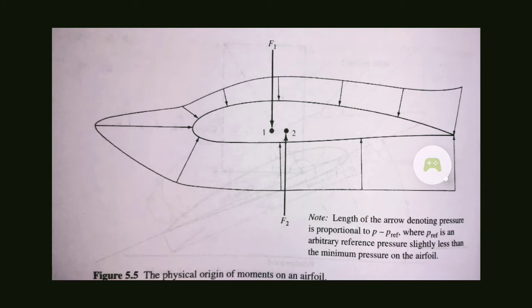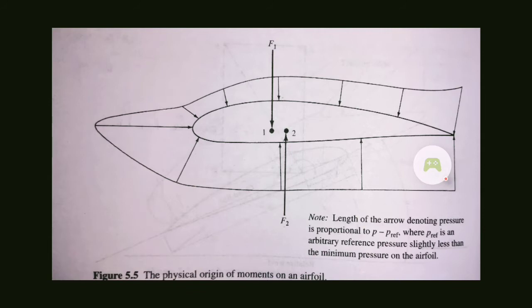So what is happening over here is that this pressure distribution around the wing, or here the airfoil, is showing you the magnitude of forces that can be replaced as an equivalent of this pressure distribution as shown by F1 and F2. Okay, so this pressure force around the airfoil can be represented or substituted by these F1 and F2 forces at points 1 and 2 as shown over the airfoil.